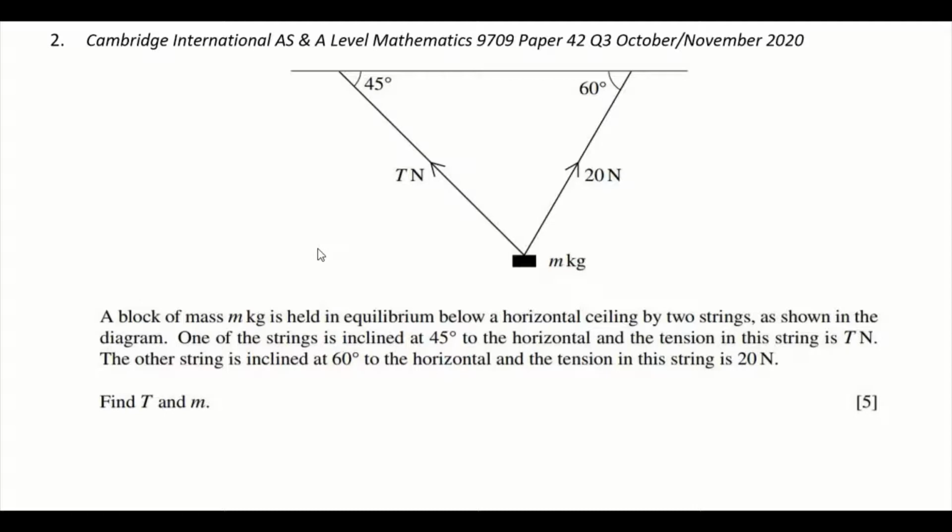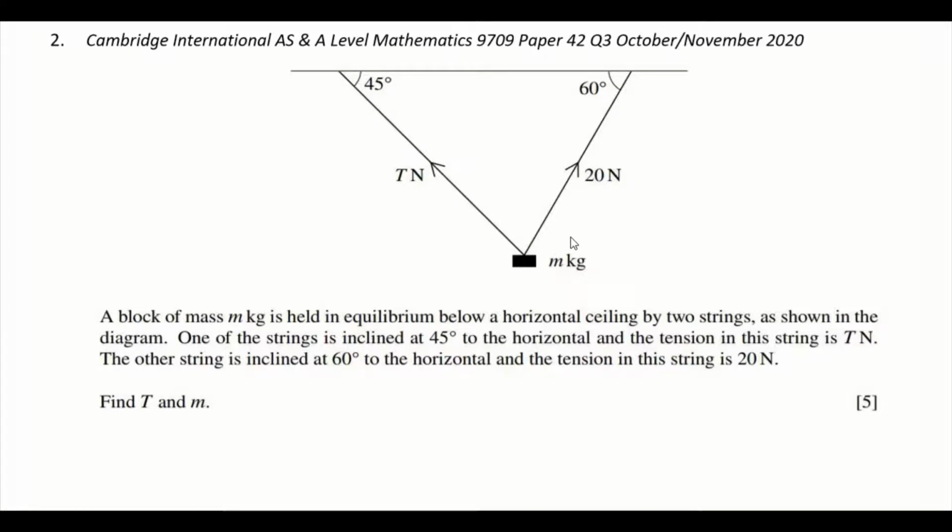Okay, for this question, a block of mass m kg is held in equilibrium below a horizontal ceiling by two strings, as shown in the diagram. You must remember that there are two strings, so the tension wouldn't be the same, right? The tension here is T and the tension here is 20. One of the strings is inclined at 45 degrees with tension T, and the other is at 60 degrees with 20 Newton. The question wants us to find T, the tension of the string, and the mass of the block.